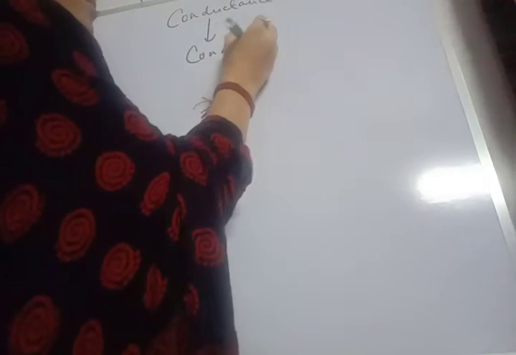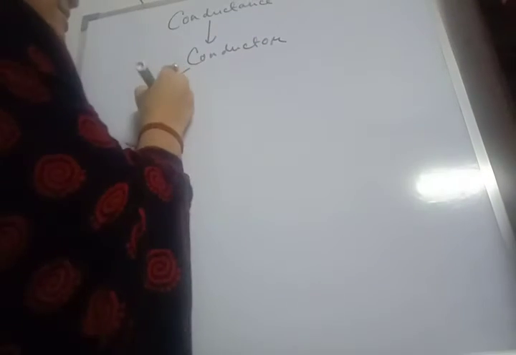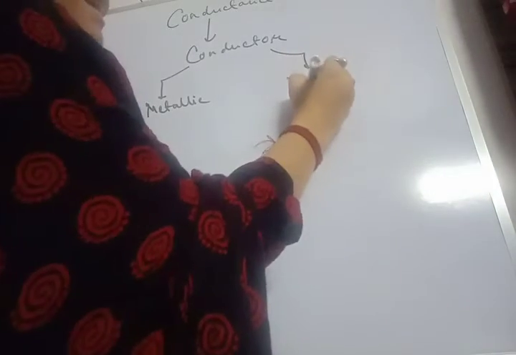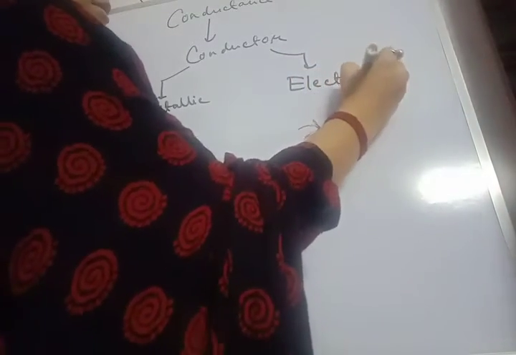Conductance. Now, conductance is the property of a substance that allows current to pass through them. Those substances are conductors. Conductors can be divided into two parts: metallic conductors and electrolytic conductors. So, let's see the comparison of metallic and electrolytic conductors.